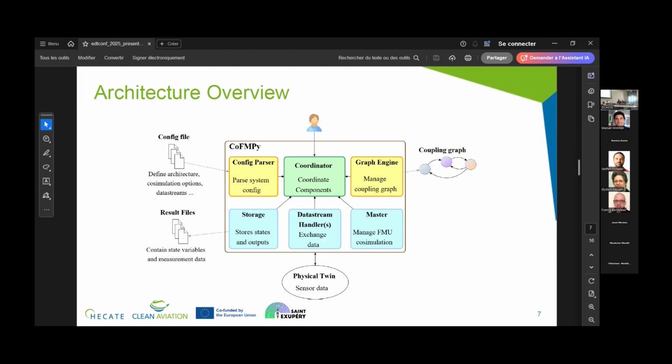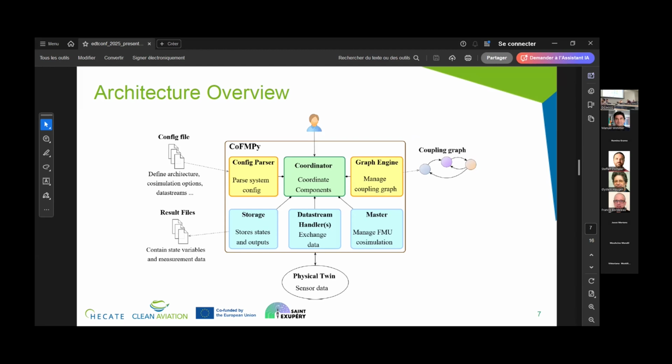And the thing to get from this figure is that we have many services provided by this framework that gravitate around this central unit, the coordinator. So it plays the role of an orchestrator. Everything goes through this unit, from the master for co-simulation, the bridge between the digital twin and the outside world, the storage for results analysis, etc.